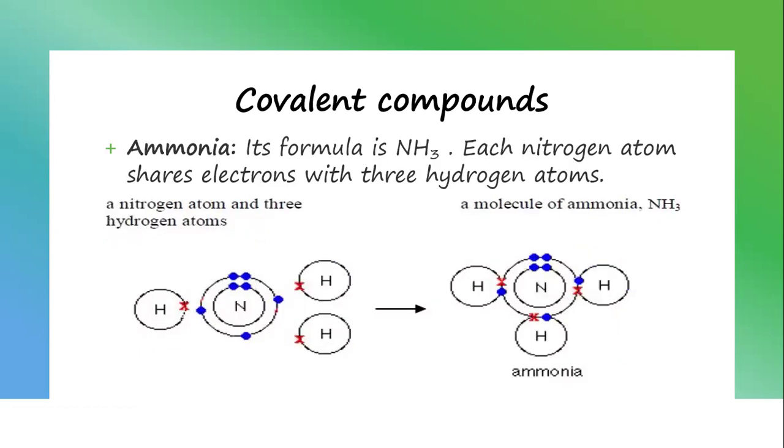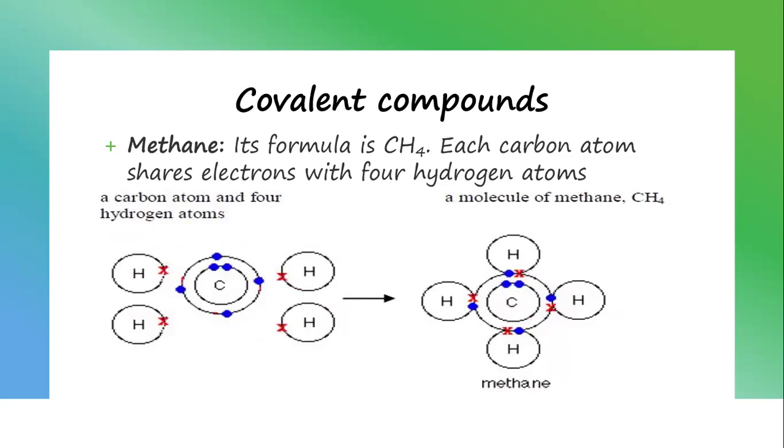Then the next example is ammonia. Its formula is NH3. Simply, in this, each nitrogen atom shares electrons with three hydrogen atoms. As you can see here, this is a nitrogen atom and three hydrogen atoms. The nitrogen atom shares electrons with the three hydrogen atoms to form a stable compound, that is, a molecule of ammonia. Then there's methane. Its formula is CH4.